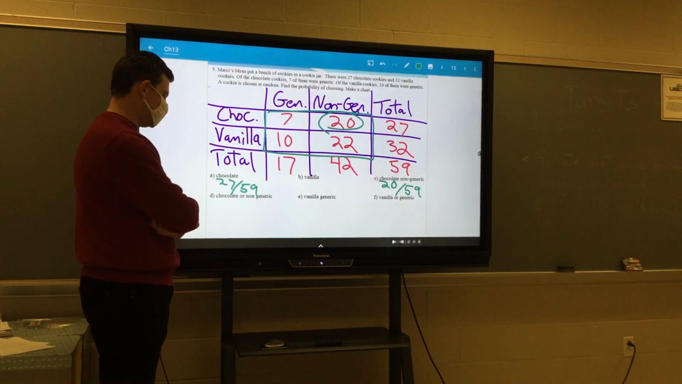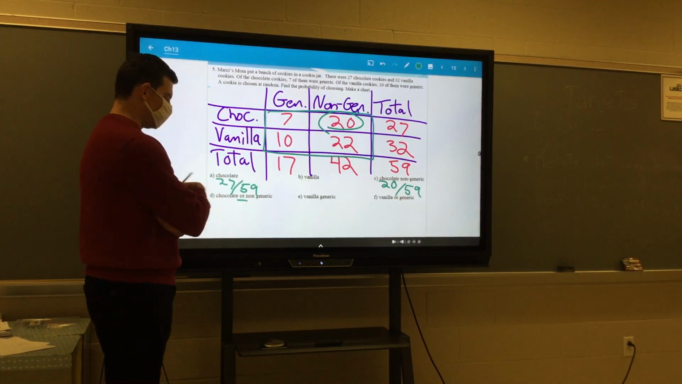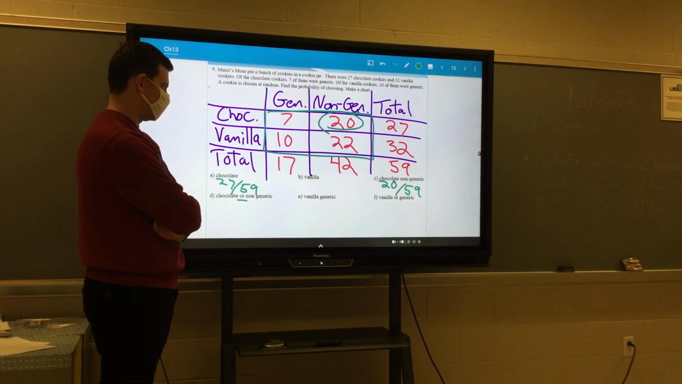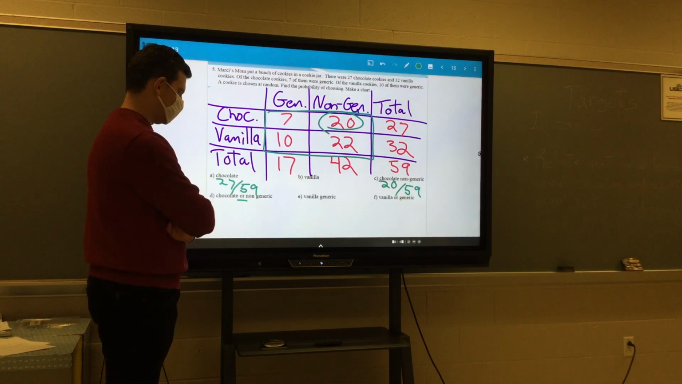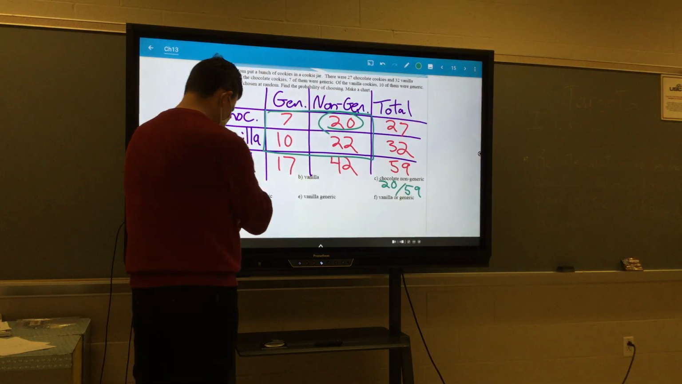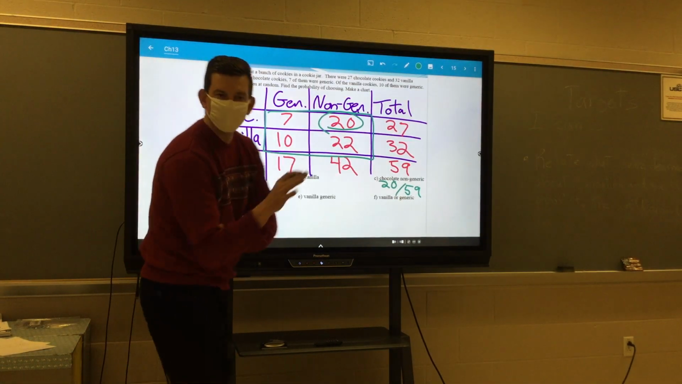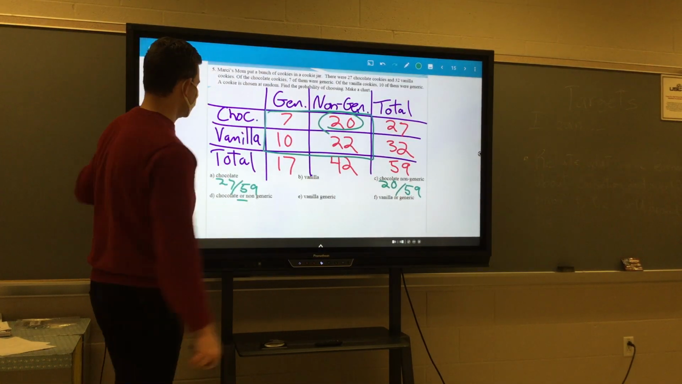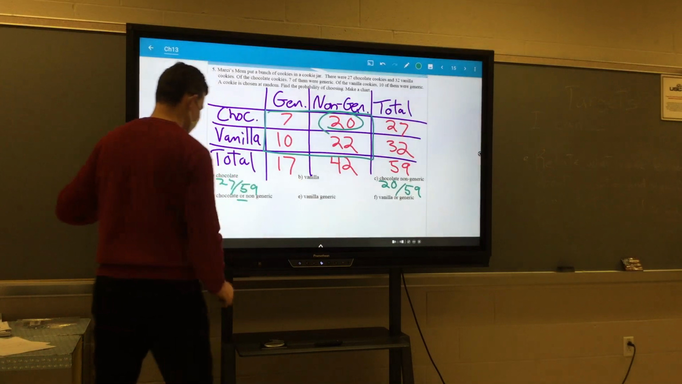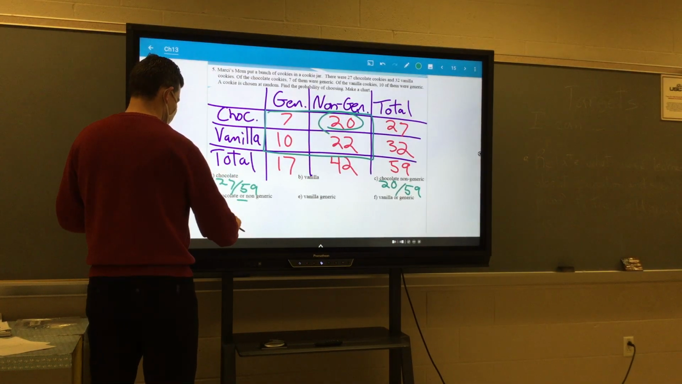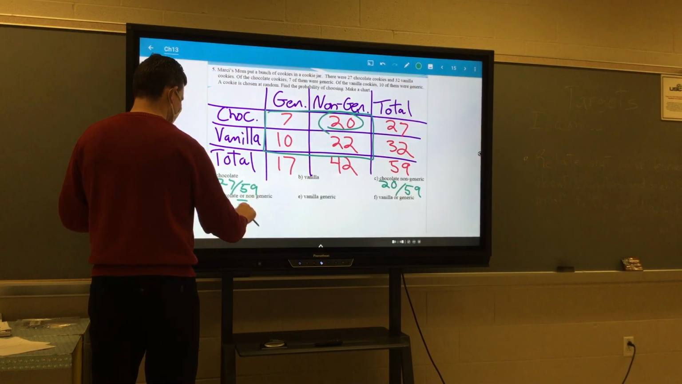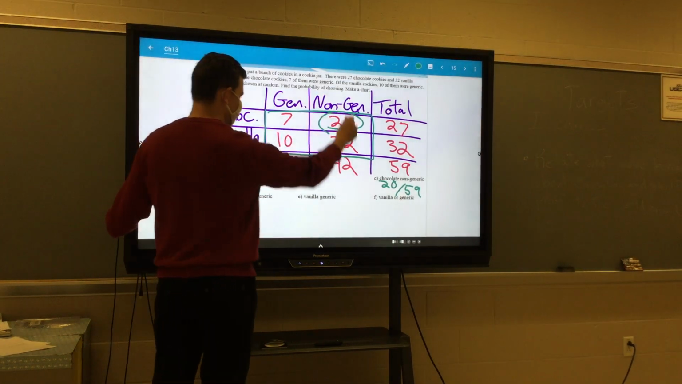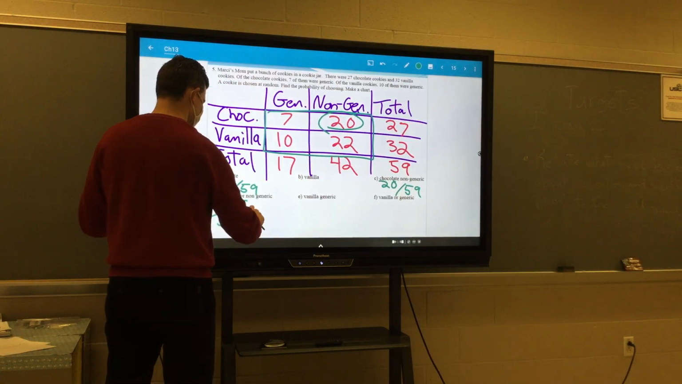All right, letter D. Here's where we see a critical word, or. Chocolate or non-generic. Well, if we were to go with the equation, which I'm not saying you want to do, but let's illustrate what happens. Probability of selecting a chocolate cookie, we already said, was 27 out of 59. Or means add, plus the probability of a non-generic cookie, which is 42 out of 59.